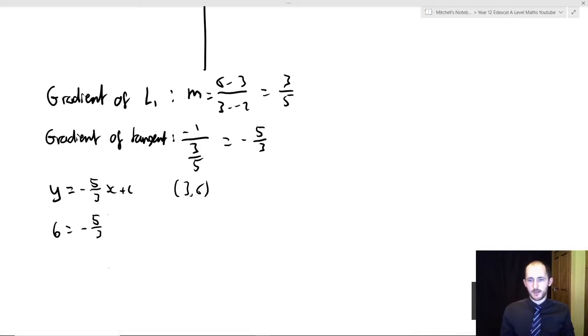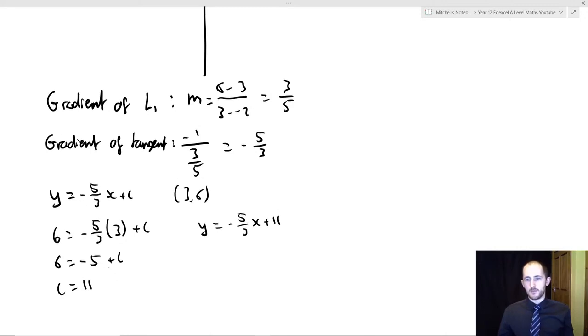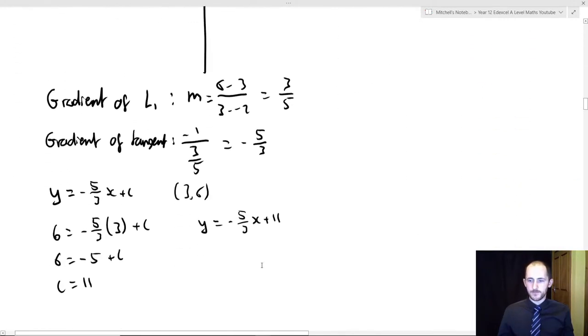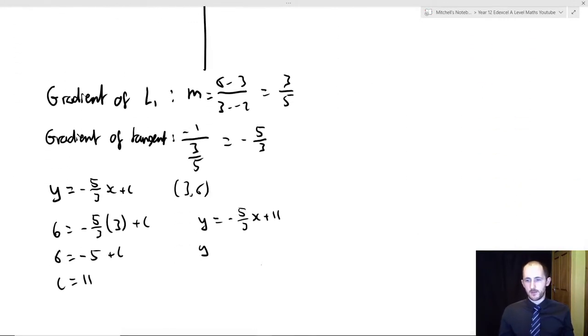So now, y equals minus 5 over 3 x plus c. So 6 is equal to minus 5 over 3 times 3, which is just minus 5, plus c. So c must equal 11. So to write the equation in the form ax + by + c = 0, you have to write y equals minus 5 over 3 x plus 11, and then move everything to one side. So move everything over, we have y plus.